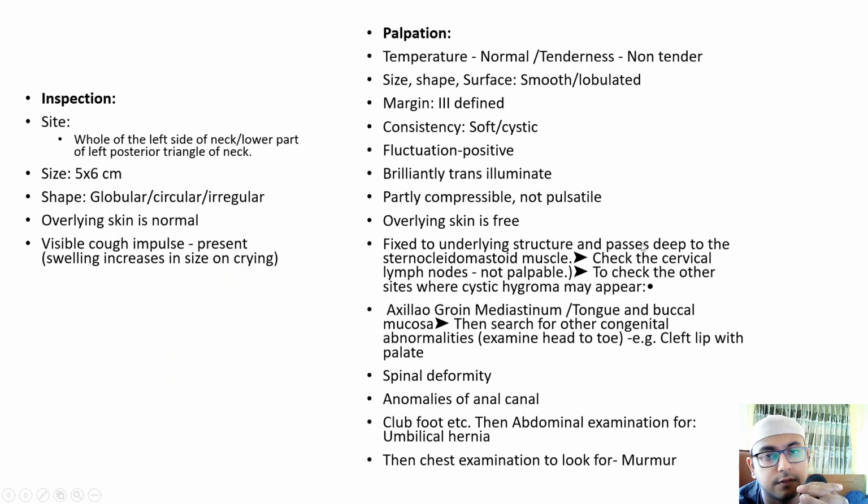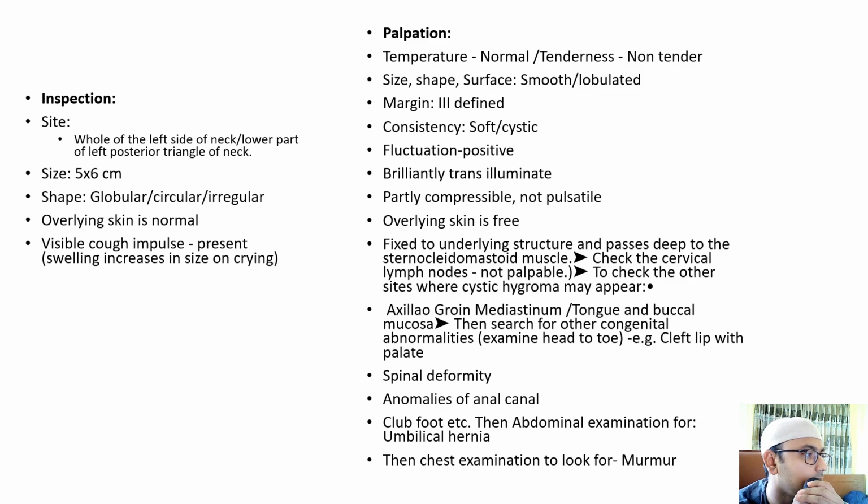Okay, so before starting, the swelling needs to be examined by inspection and palpation. On inspection, the swelling occupies the whole of the left side of the neck, the lower part of the left posterior triangle of the neck. Specifically here, the size is 5 into 6 centimeters, the shape is globular, circular or irregular. The overlying skin is normal and a visible cough impulse is present.